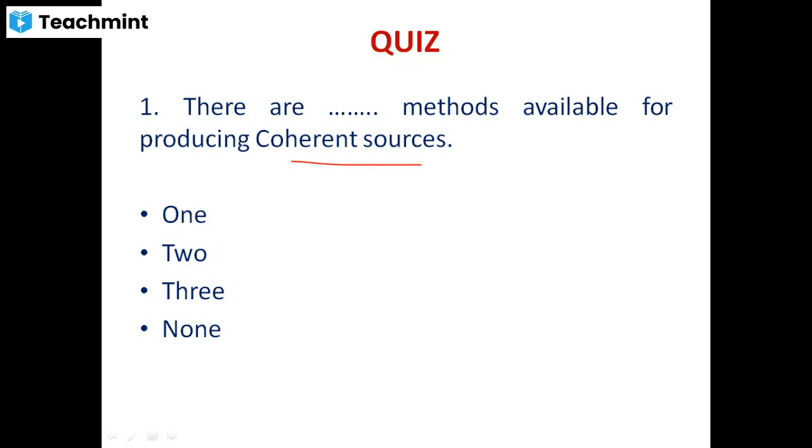Okay, so how many methods are available? There are two methods available: division of wavefront and division of amplitude. The correct answer is 2. So there are two methods available for producing the coherent sources.